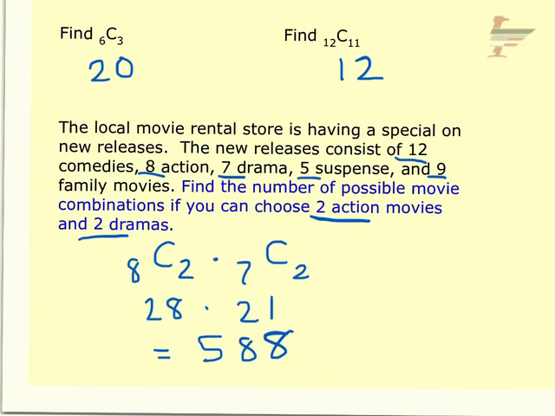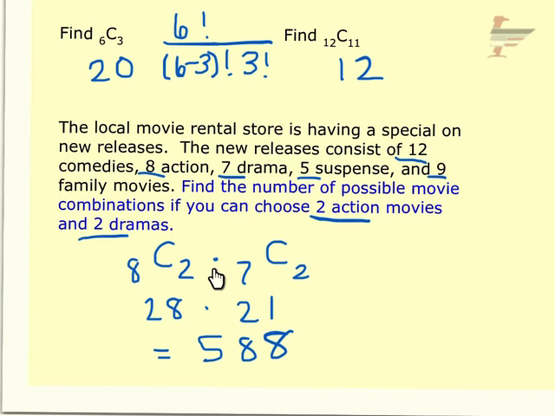Okay, so checking your answers, I just have the answers for the first two, so it's really just a matter of, do you know how to type that in your calculator? And you could show the work too. This one, I'll just write out the first one is 6 factorial over 6 minus 3 factorial times 3 factorial. And then the movie rental one, you want to find the number of possible movie combinations if you can choose 2 action. So there were 8 action, you want to choose 2. And 2 dramas, so 7 dramas, and you want to choose 2.